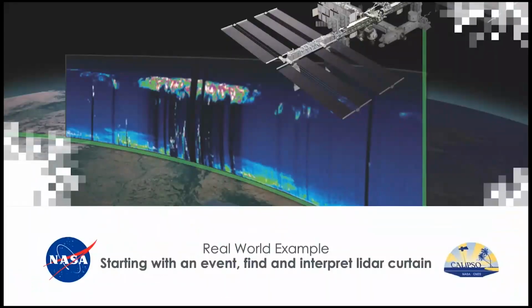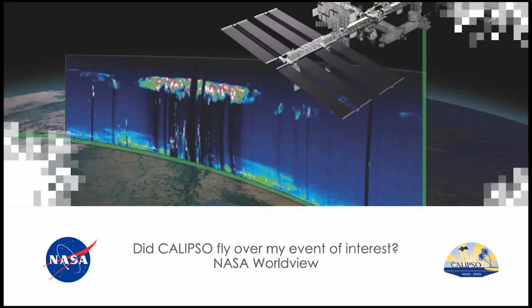And so now we're going to walk through an example. Let's say there's an event of interest and you may want to go see if CATS or Calypso overflew that event, and if so, walk through the data products and quick looks to see what the LiDAR saw. And so let's first start with how to find an aerosol event and to see if Calypso, in this case, overflew it.